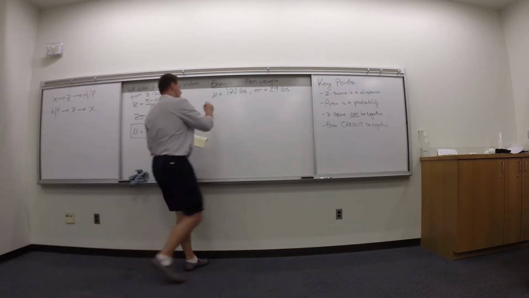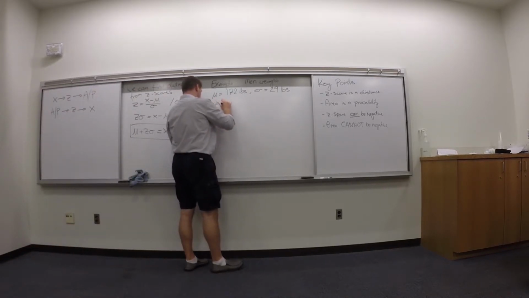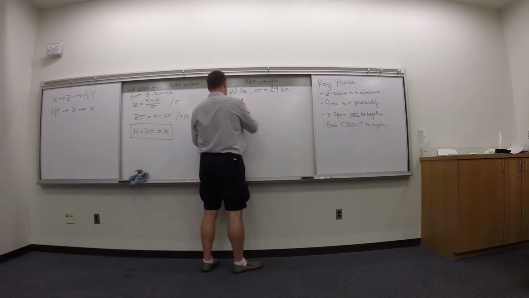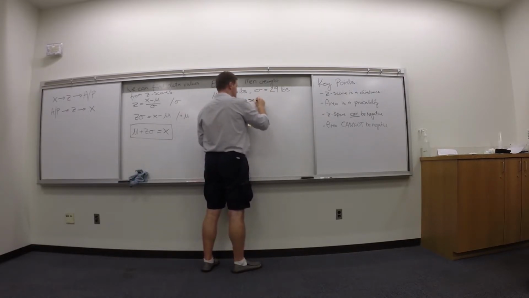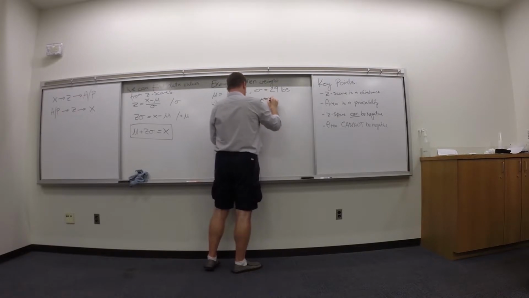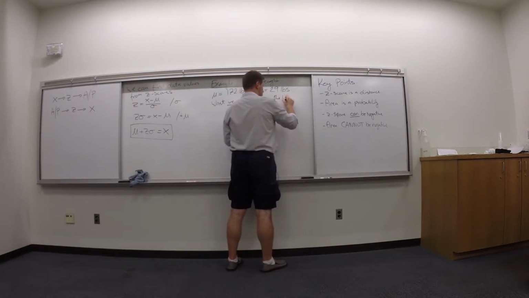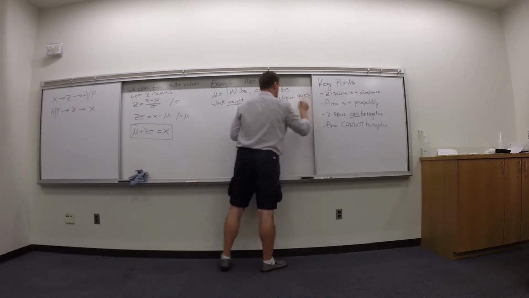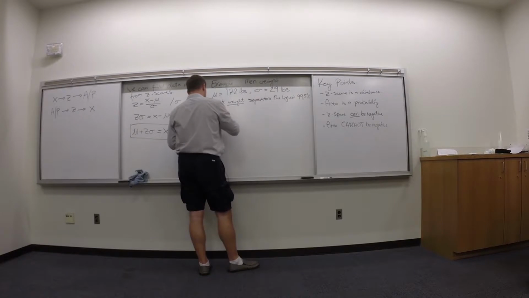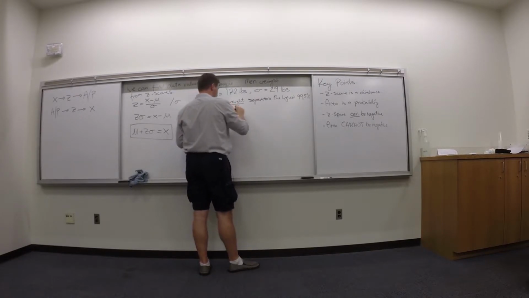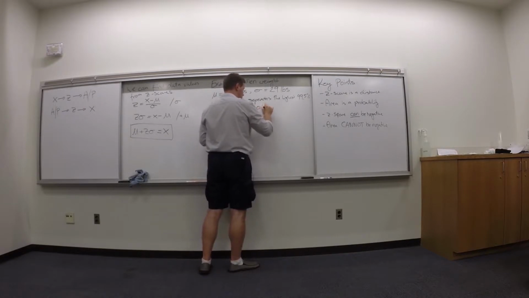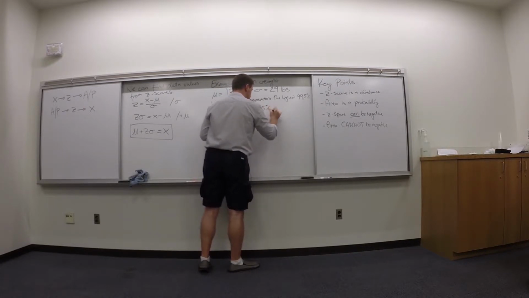So here's the question. What weight separates the lightest 99.5% from the heaviest 0.5%?